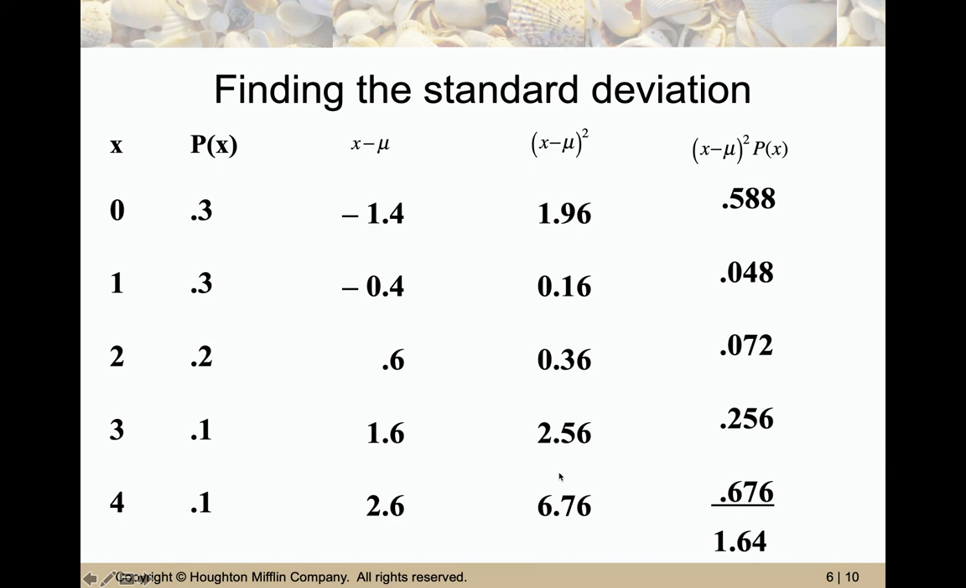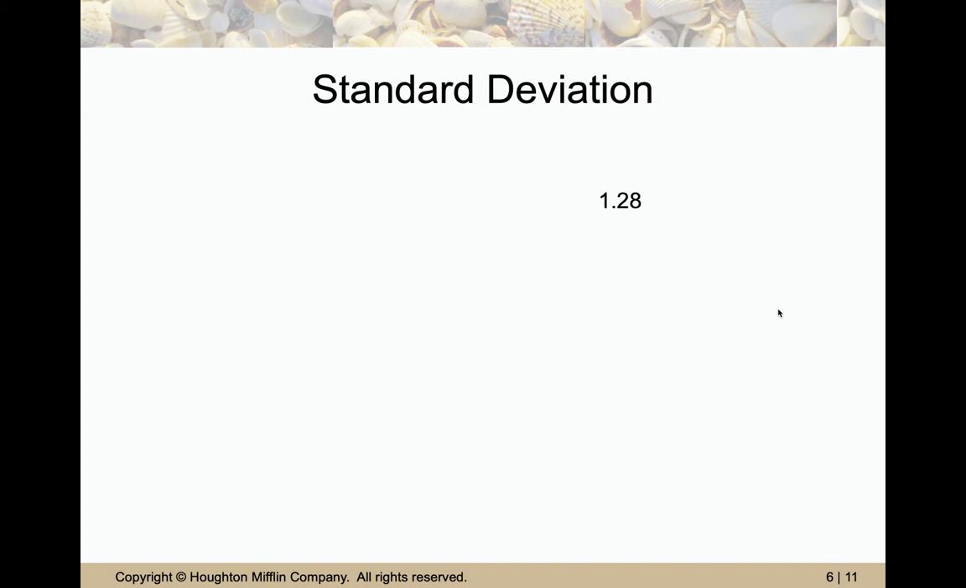Now, again, we need to weigh each of these by its likelihood of occurring. So I'm going to do 0.3 times 1.96 and get 0.588. You're going to do 0.3 times 0.16 to get 0.048, and so on. And when you add these up, you get 1.64. 1.64 is the variance. And so to get the standard deviation, you have to take the square root. So you add up all those values and then take the square root.